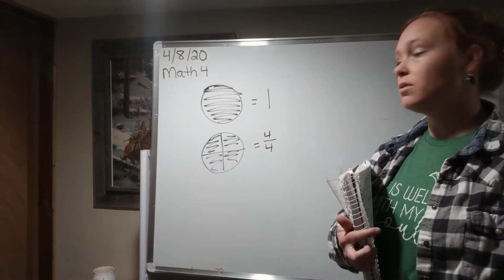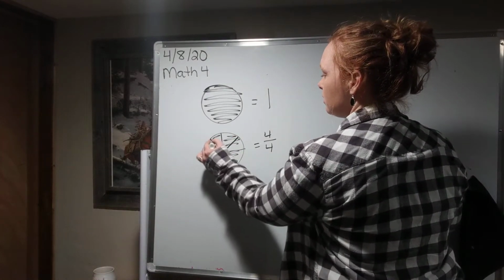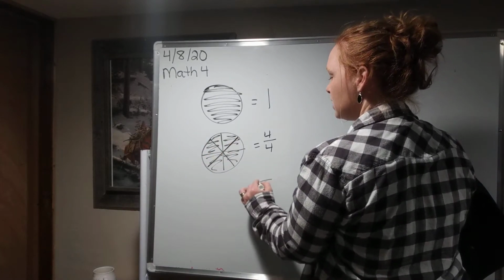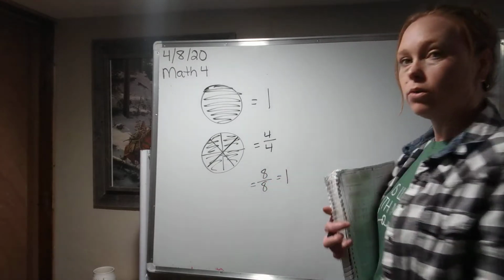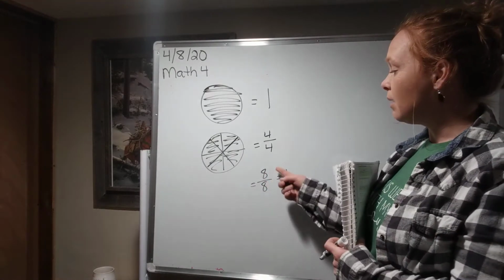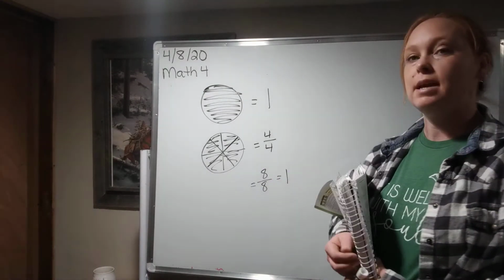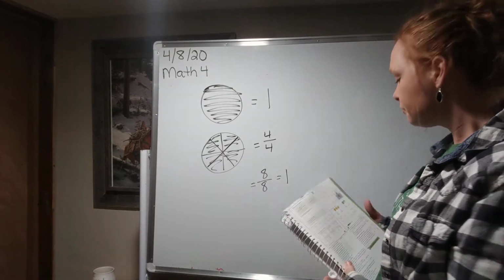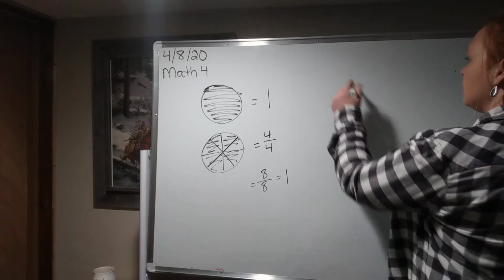I can actually do this with any number. I could take my pizza and cut it into 8 pieces, but I haven't taken any out, so I still have one whole. So the rule is that any number over itself, when the numerator and the denominator are the same number, you have one whole.